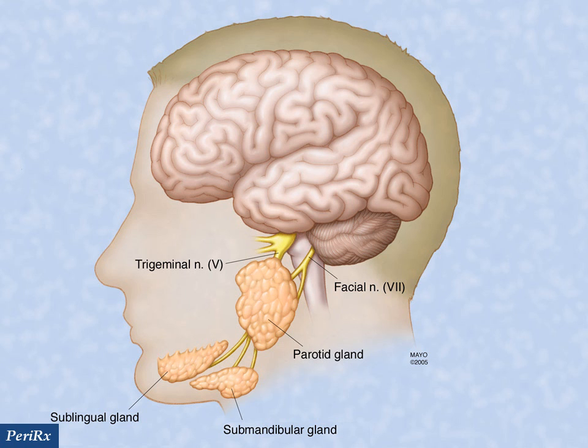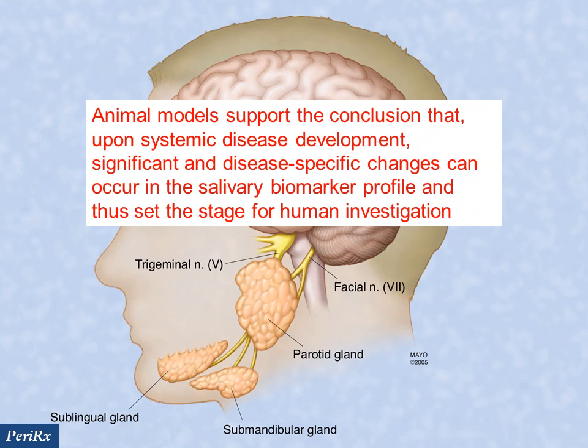The three major human salivary glands are depicted in this slide. The previous experiments demonstrate that animal models support the conclusion that upon systemic disease development, significant disease-specific changes can occur in the salivary biomarker profile and thus set the stage for human investigation.